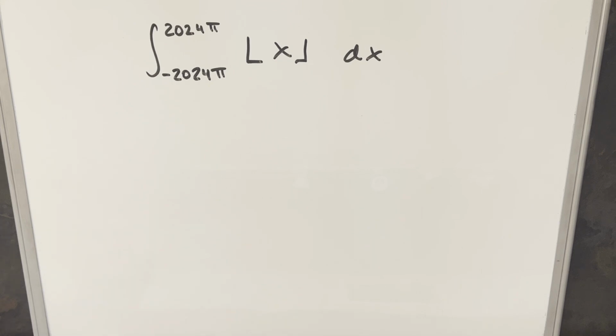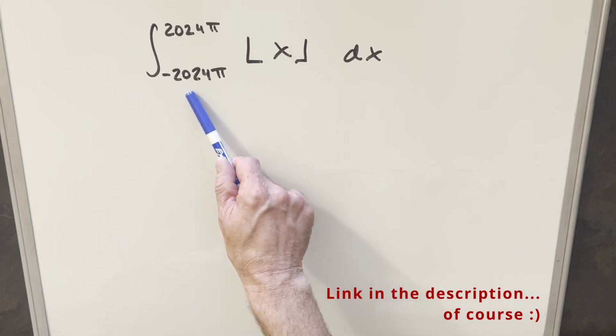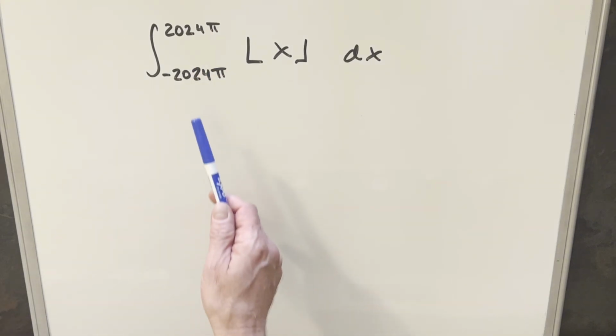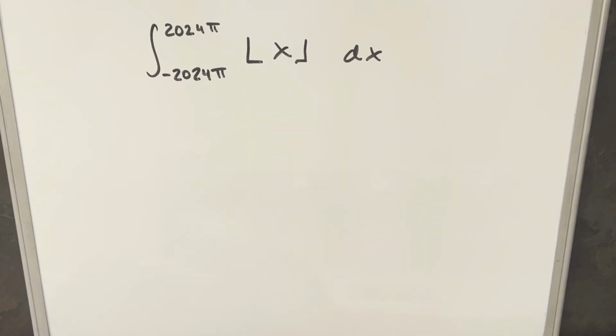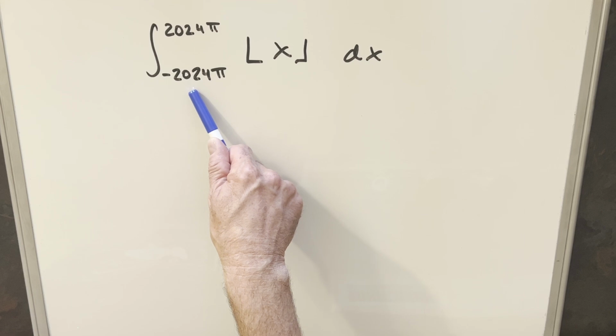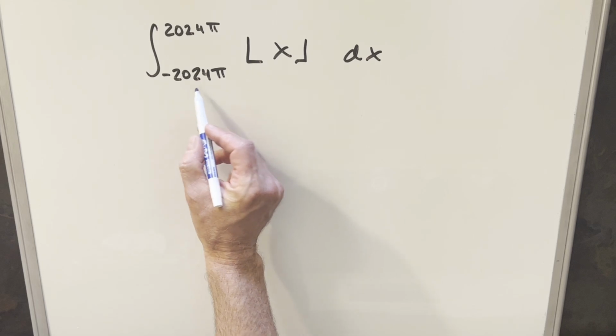Today what we have here is a follow-up from a previous video I did on the floor integration, where we had something really similar to this, except the bounds were minus n to n. In that video we dealt with the case where n was infinity for the bounds, but we also dealt with the integer case. So take away the pi if we just had minus 2024 to 2024. But what I skipped over in that other video was the non-integer case.